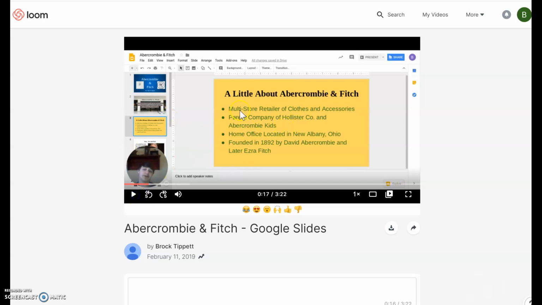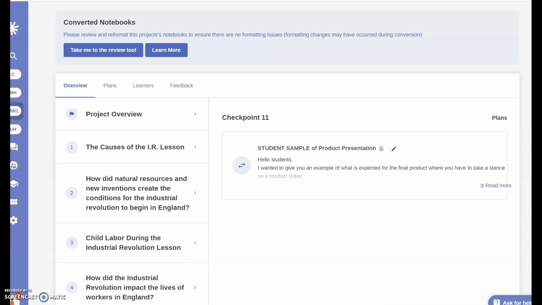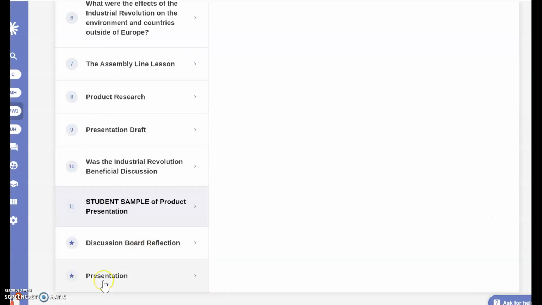So that's what you're doing. In order to do this, you're going to make a Google slideshow, and then you're going to film yourself. You can use Loom, which Brock did, or what I use, Screencast-O-Matic. You could use Screencastify, any video recording tool you want to present your presentation. That's what you're working on. You want to get that done.